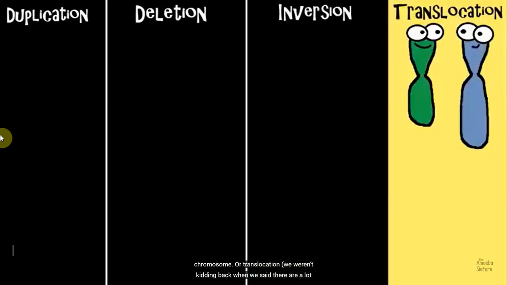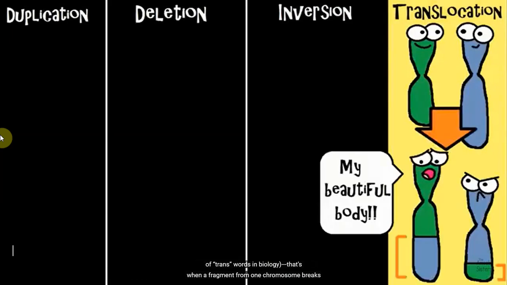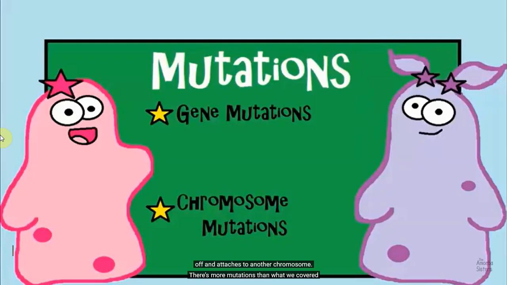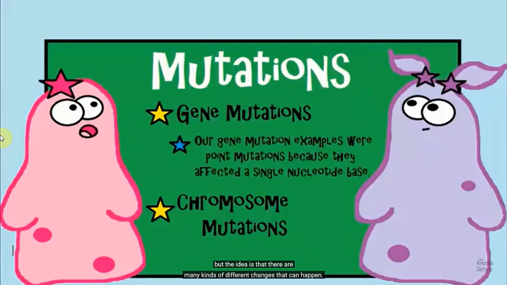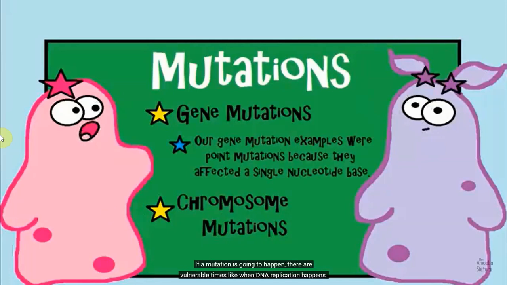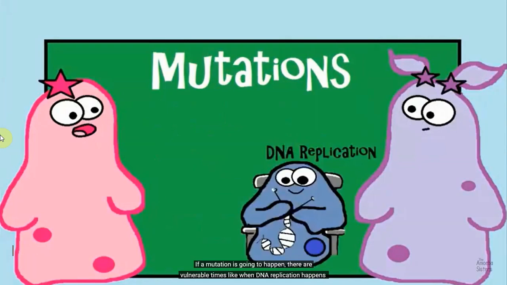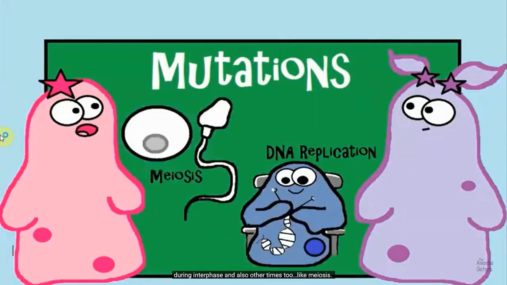Or translocation, we were not kidding back when we said there's a lot of trans words in biology. That's when a fragment from one chromosome breaks off and attaches to another chromosome. There's more mutations than what we just covered, but the idea here is there are many kinds of different changes that can happen. If a mutation is going to happen, there's also some vulnerable times, like when DNA replication happens during interphase, and also other times too, like meiosis.